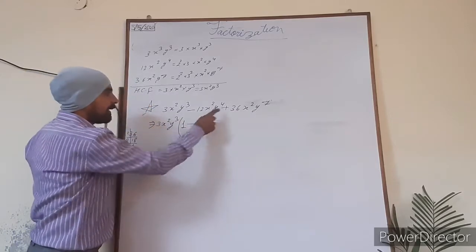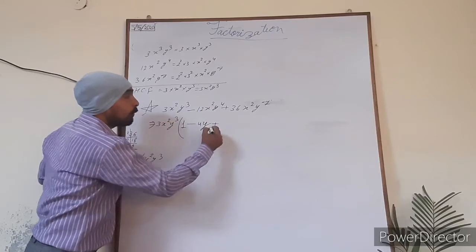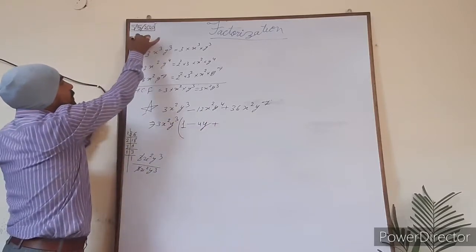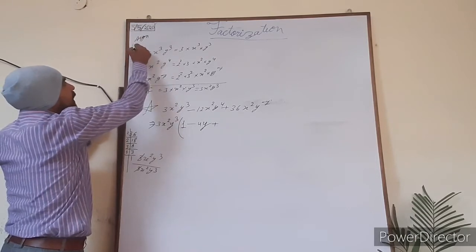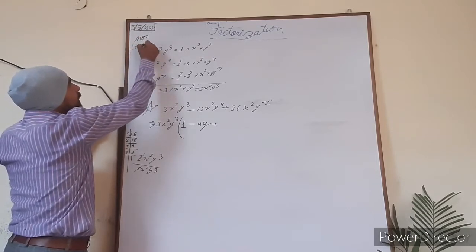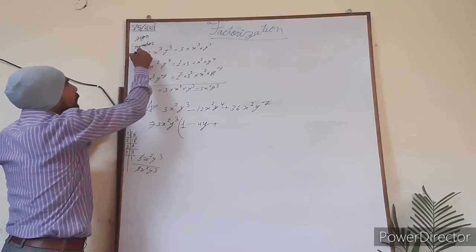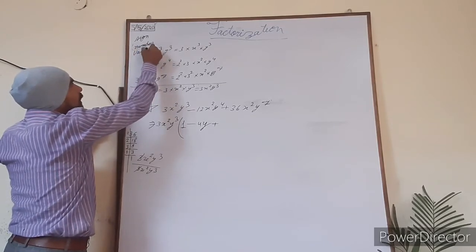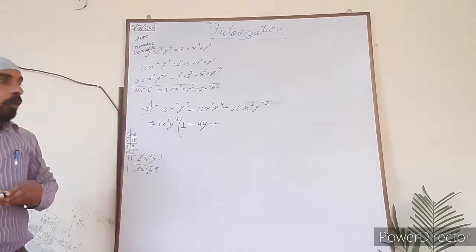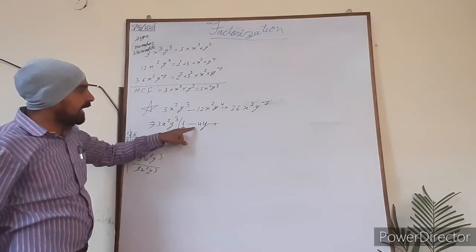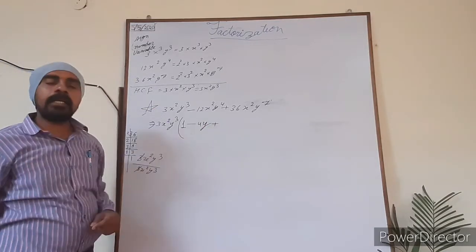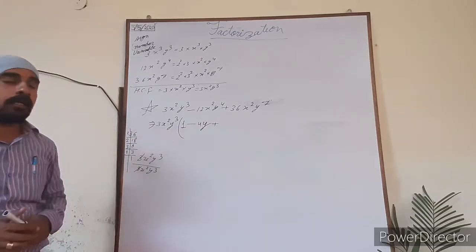After that, when this 3x square y cube is going to divide this 36x square y square, 3 will divide, plus will be here. What we have to focus on, very first we will focus on sign. After that, number, it means constant, and after that we have to focus on variable. This sequence must be followed. Very first sign, then number, after that variable. That should be focused on by us.